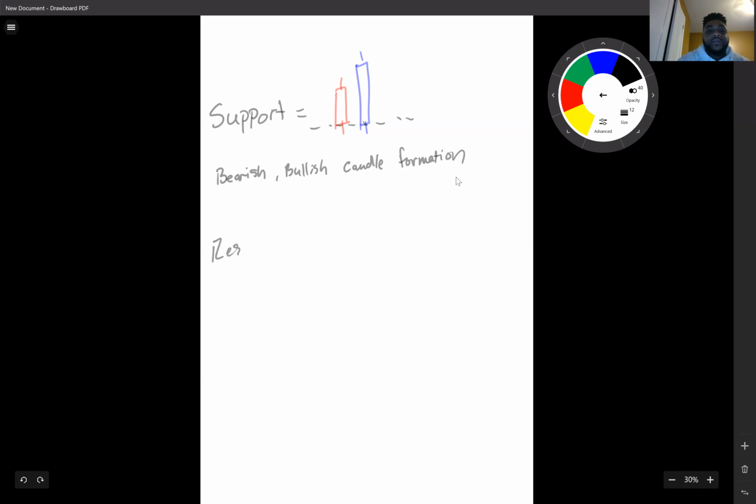And then vice versa, same thing with the resistance. Equals nothing but vice versa. So the dotted line would be support up here, and then the dotted line up here would be resistance. I'm showing you resistance. And resistance is nothing but a bullish, bearish candle.